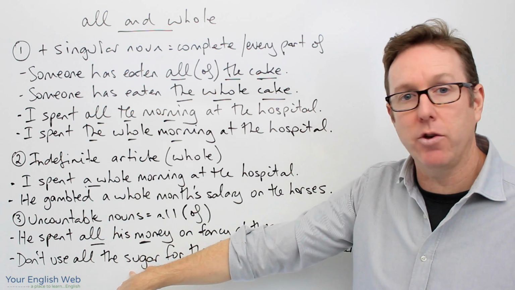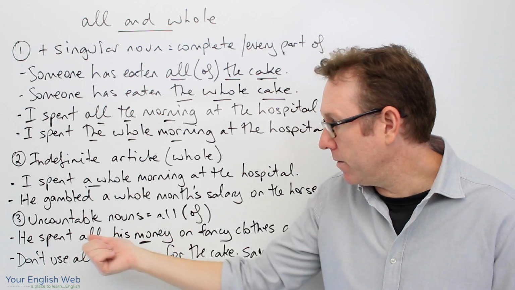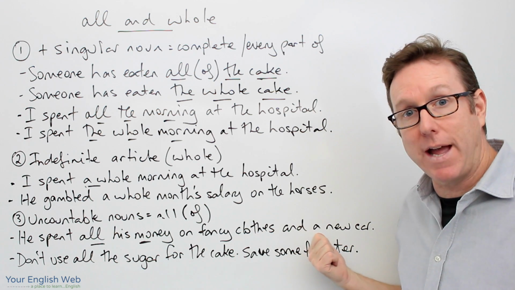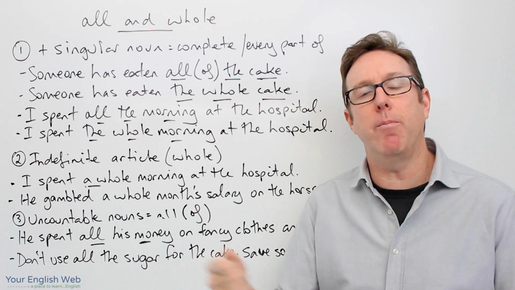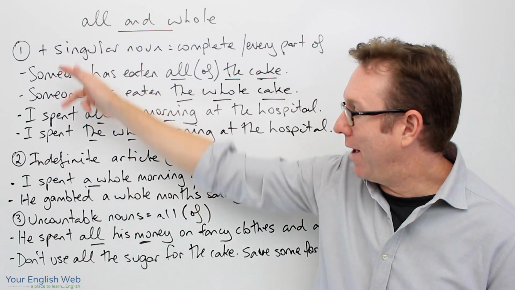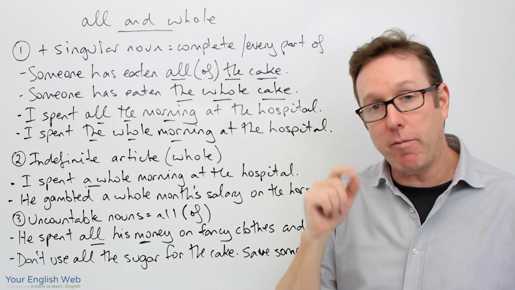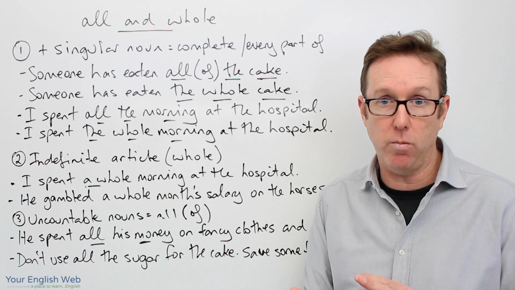So again, sugar, uncountable noun, all. All right? So he spent all his money on fancy clothes and a new car. And don't use all the sugar for the cake, save some for later. So 1, 2, 3 ways of using all and whole. Now, I'll be back in a second with a couple more ways that we use all and whole.